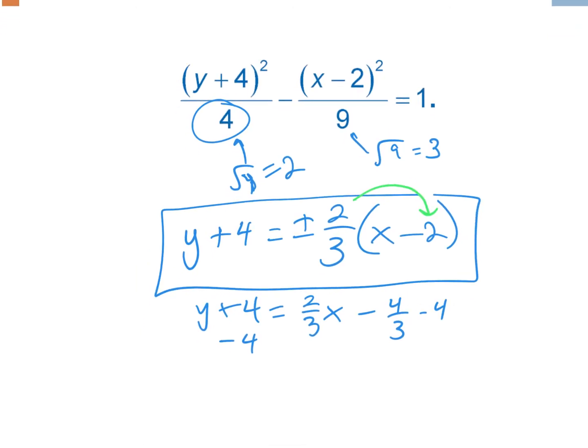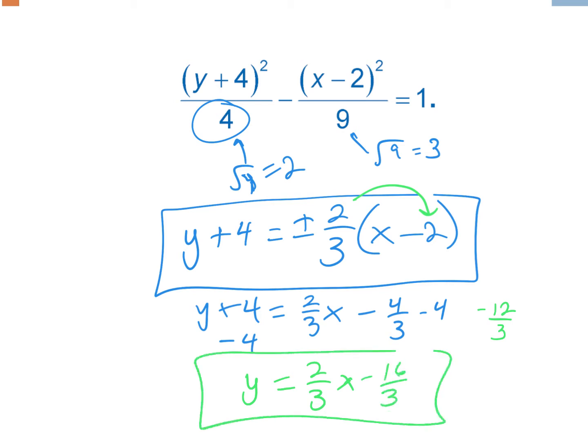So instead of subtracting 4, we want to think of it as subtracting 12/3, because that'd be the same denominator there. So on the left side, we're just left with y equals 2/3 x, and then if I subtract 12/3 from 4/3, that becomes a negative 16/3 overall.